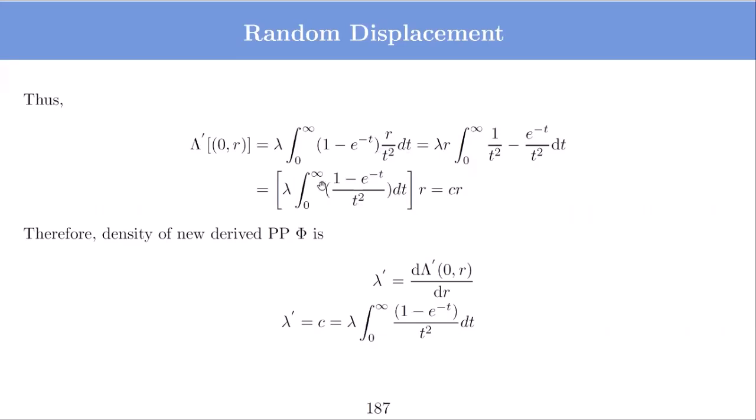But basically you can notice whatever this is, this will be some constant which is not a function of r. So you get some c into r. So the density of the new derived point process is the differentiation of this, because it is a one-dimensional process. So you just differentiate with respect to r, and this is a constant into r. So when you differentiate, you just get the constant. So the new density will be c, which is nothing but lambda into this integration. This integration can be computed, and then that will be your density.